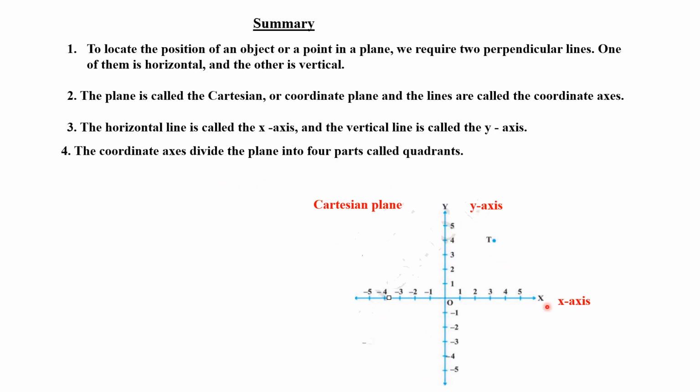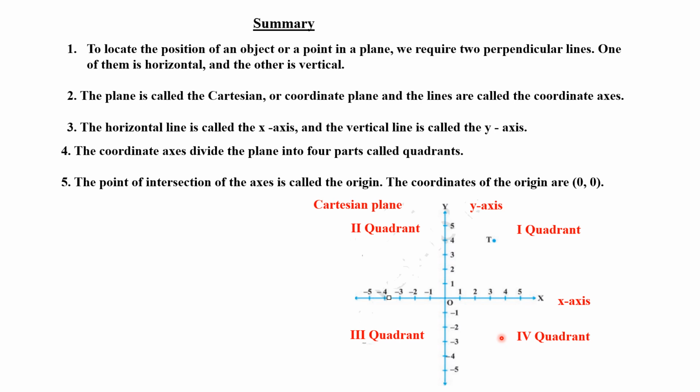These coordinate axes divide the plane into four parts: first quadrant, second quadrant, third quadrant and fourth quadrant. Now quadrant means 1/4, so the plane is divided into four equal parts, and each part is 1/4. The point of intersection of the axes is called the origin. The coordinates of the origin are 0, 0, because both the x and y coordinates are 0 over here.